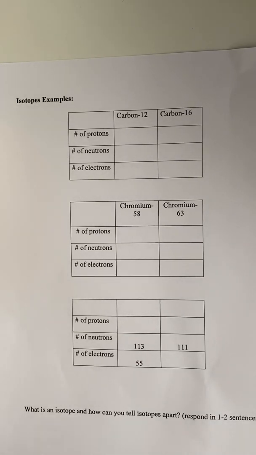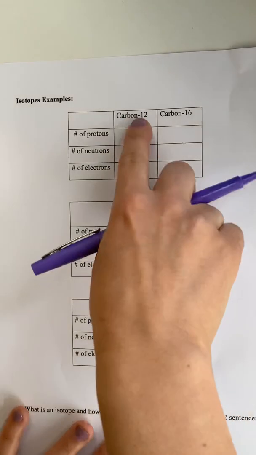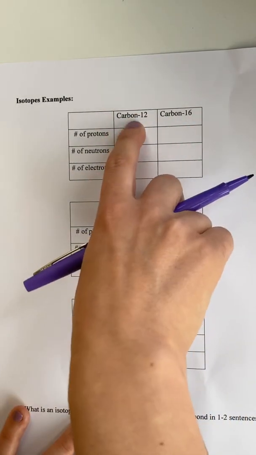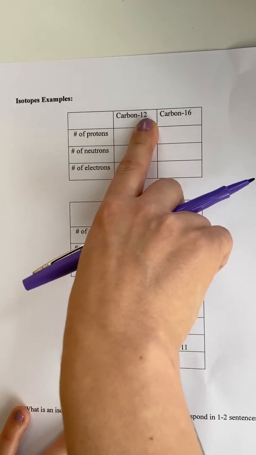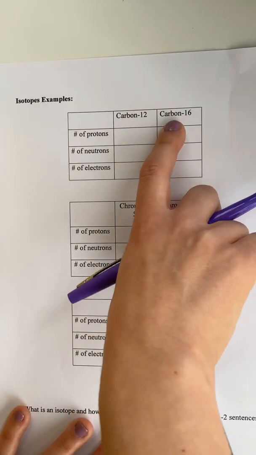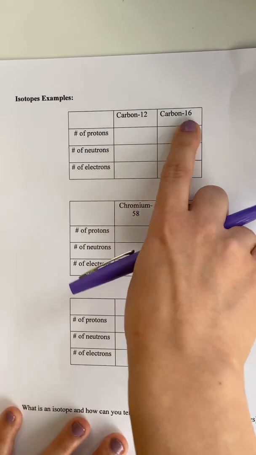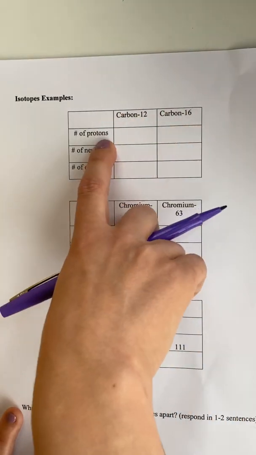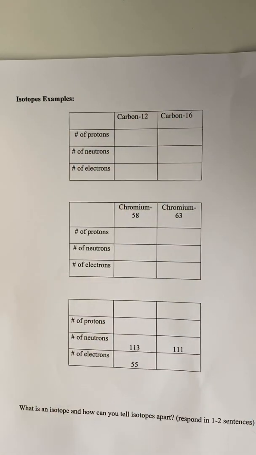So let's look at this example. We're just going to fill in these boxes today of different isotopes. So here we have carbon, but we have carbon 12, and we're going to write it with the mass. So that means it has a mass of 12. And we also have carbon, same element, but 16. Number of protons. You're definitely going to need your periodic table, so whip it out.